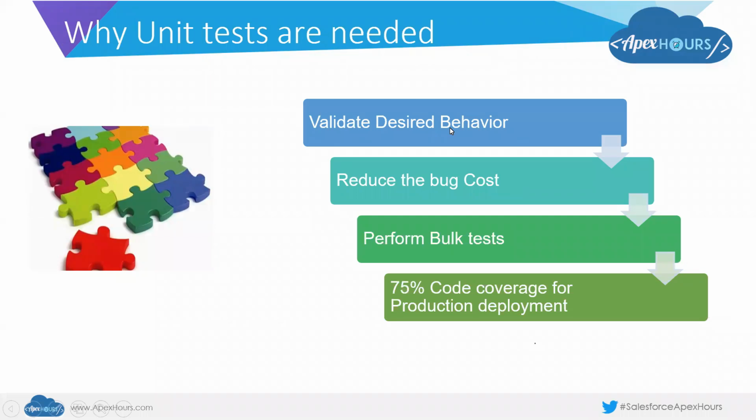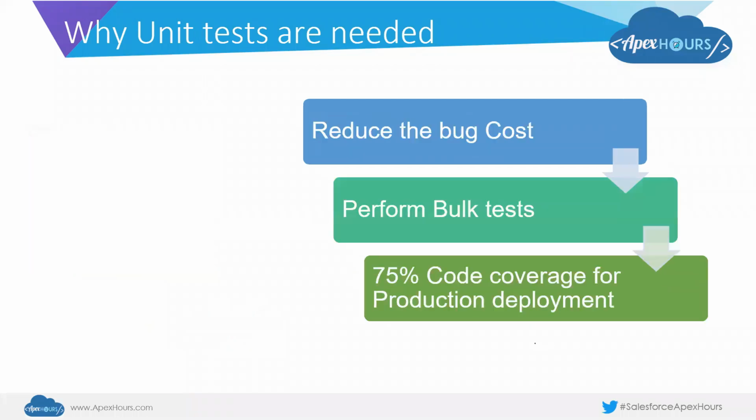You see that we have got 4 points. First is validate desired behavior, where we are talking about an employee's age, which must be greater than or equal to 18. We cannot allow any employee who is less than 18 years. This is a very simple use case. In real time, these use cases are not going to work, but this is a simple, easy-to-understand use case that you can think of.